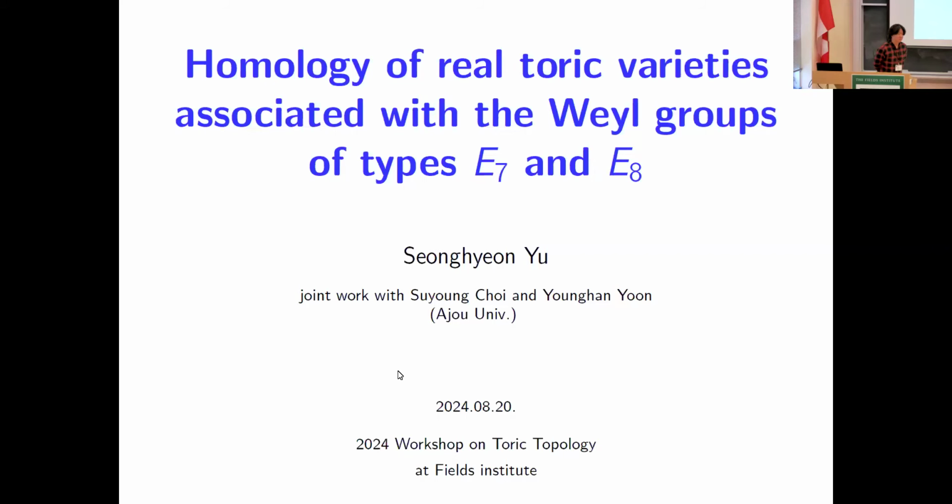And to assist me in introducing the speaker, I have none other than Eunjun, who is going to help me. Go ahead. Yes, the last speaker of the afternoon session is Seonghyeon from Ajou University. His title is Homology of real toric varieties associated with the Weyl groups of types E7 and E8. Thank you very much. I'll give you $5 later. Welcome.